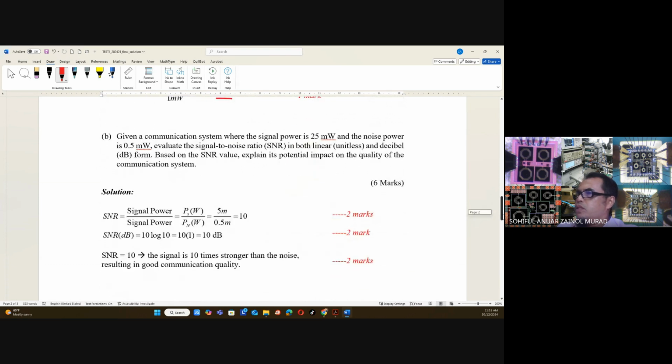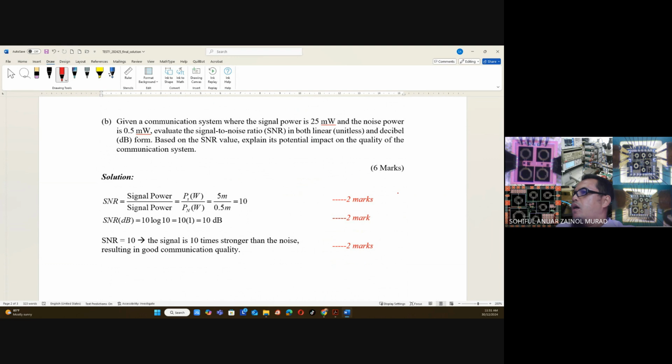So question number 2. You are given a communication system, the signal power is 24 milliwatt and the noise power is 0.5 milliwatt. So you need to calculate the SNR, signal to noise ratio, in both linear, unitless, and decibel, dB form. And also you are asked to explain, based on the SNR value, what is the potential impact on the quality of the communication system?